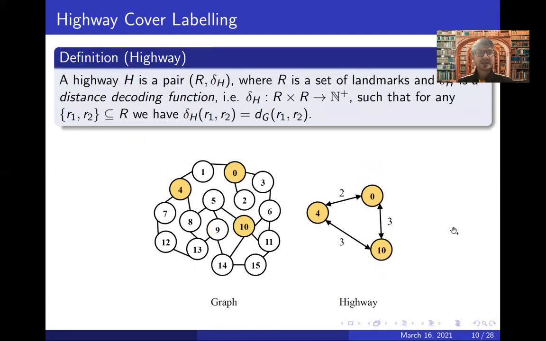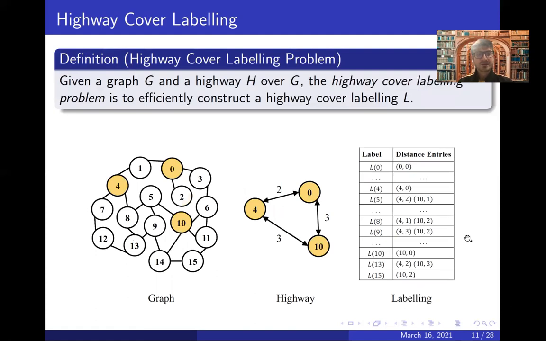A highway distance labeling contains a highway, which is a set of landmarks and the distances between those landmarks. As we can see in this figure, a graph with its highway is given. A highway cover labeling can be computed by giving a graph and a highway of that graph. As we can see here to the right, the highway cover labeling for the given graph and highway.